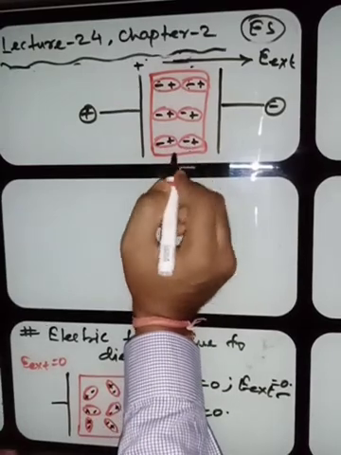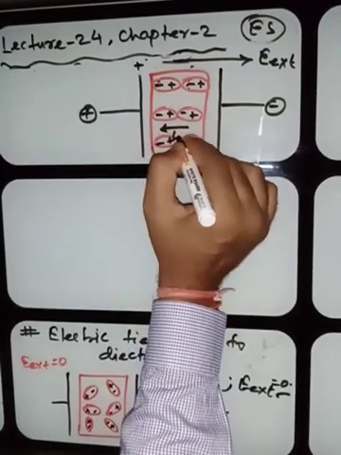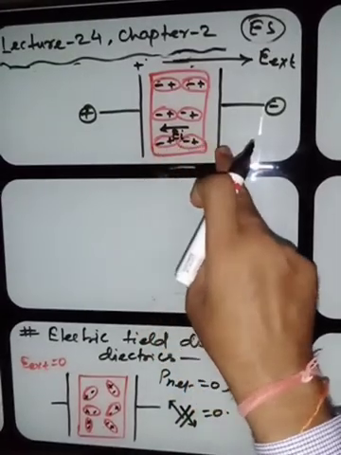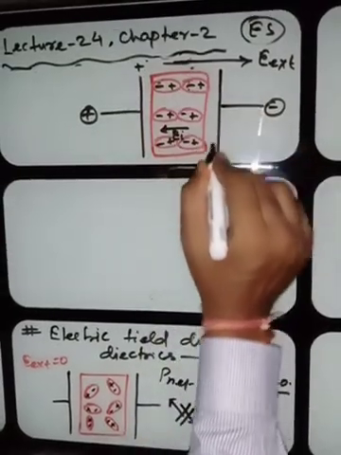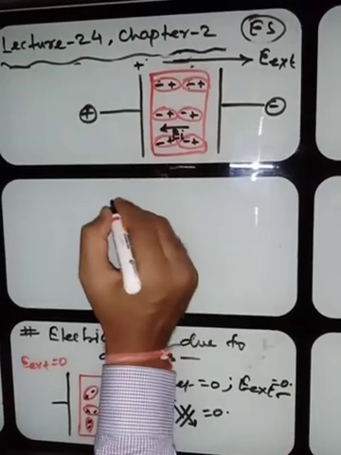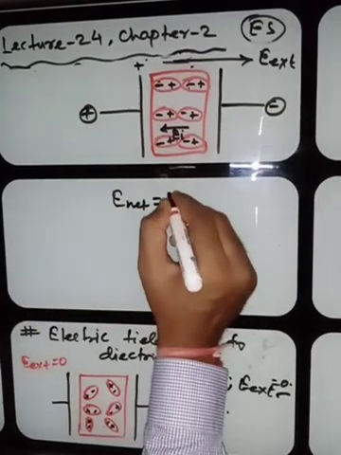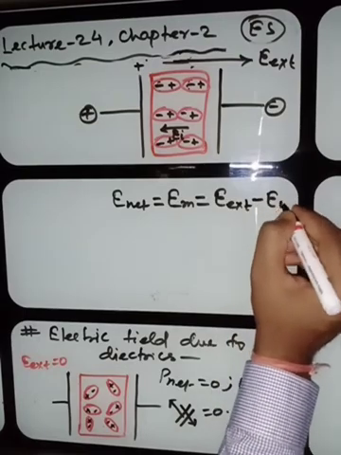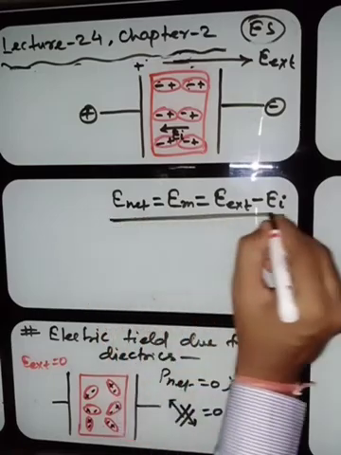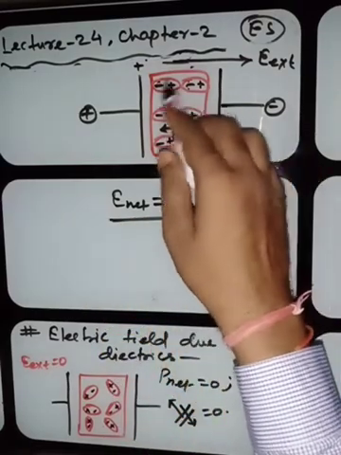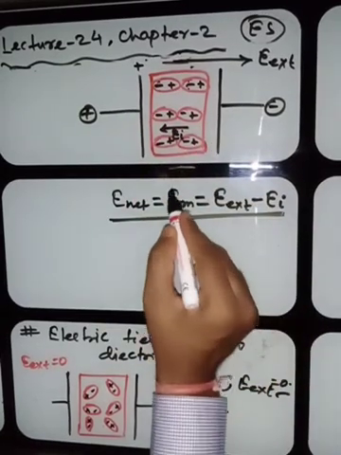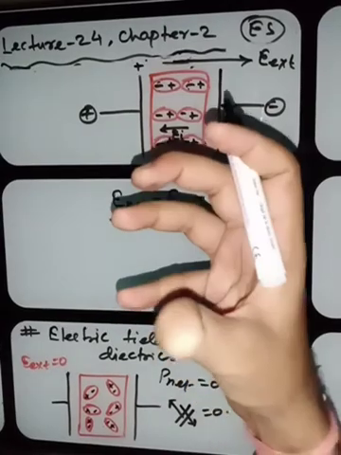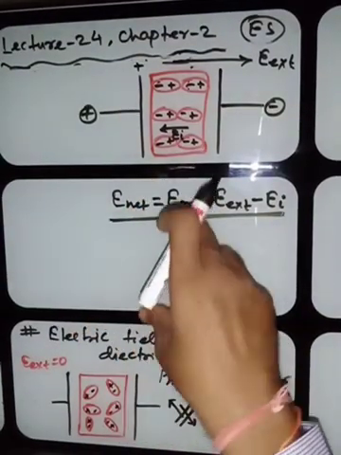Due to these plus and minus charges, there will be an electric field, E induced, inside the dielectric material. The net electric field due to insertion of this dielectric, E net, due to the medium, will be E external minus E induced. So this will be the net electric field due to this dielectric slab. In the presence of the medium, the net electric field is reduced.